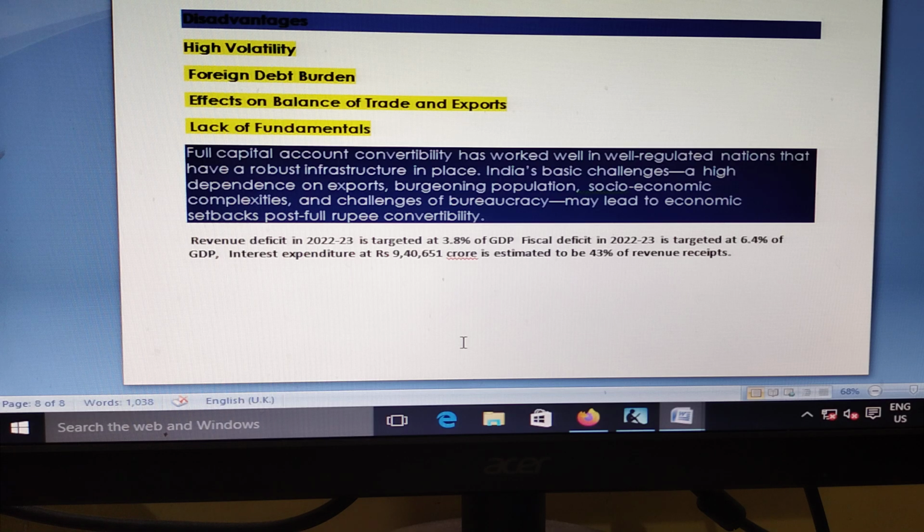Now the fiscal deficit is 6.4% of GDP, interest is 43% of revenue receipts, and revenue deficit is 3.8% of GDP.